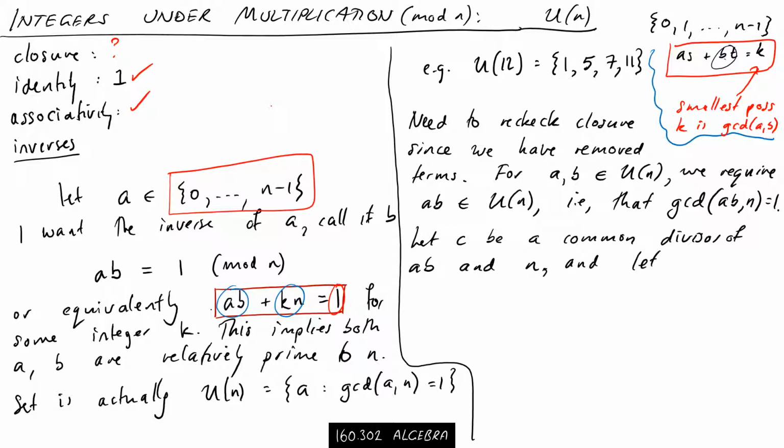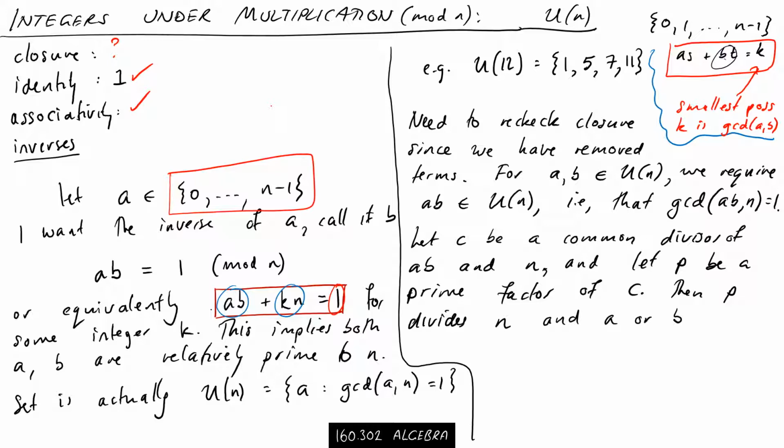And let p be a prime factor of c. Remember, c is a common divisor. It's going to be an integer. Every integer can be broken down into its prime factors. So essentially we're saying, let's just pretend c is prime and see what happens. So we're letting p be one of the prime factors of c. Then p divides n and a or b. It has to. If c divides ab and it divides n, then its prime factors have to appear in n and have to appear in one of a or b.